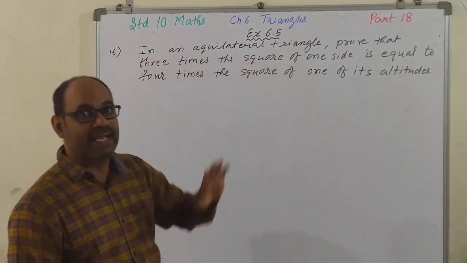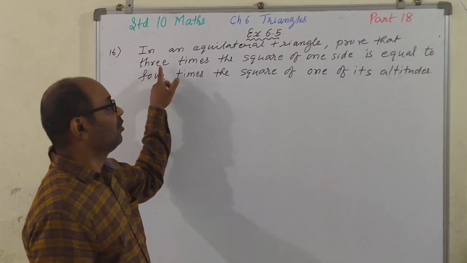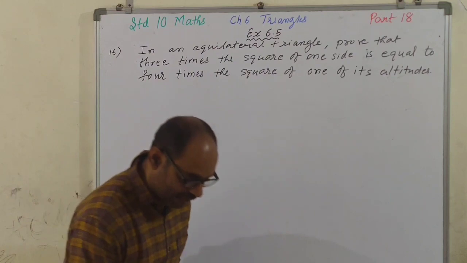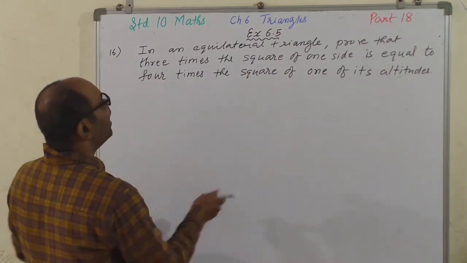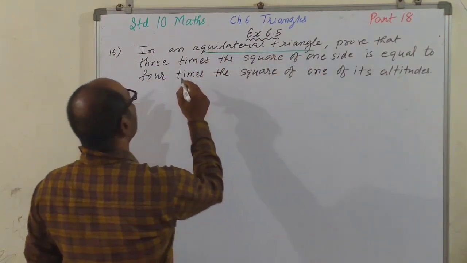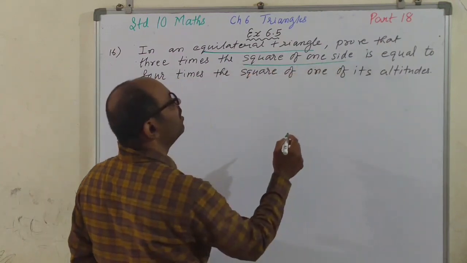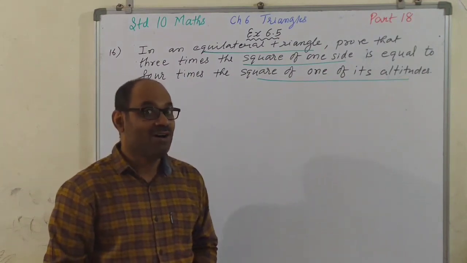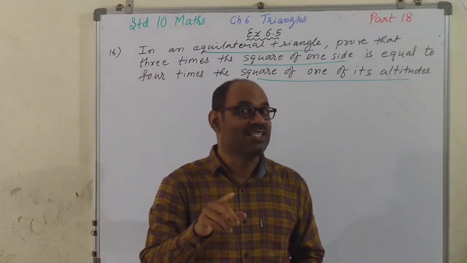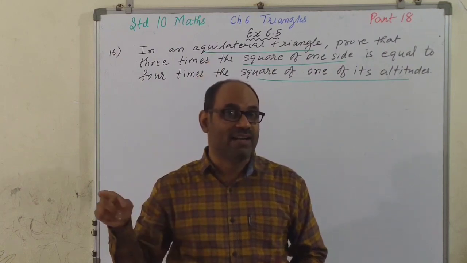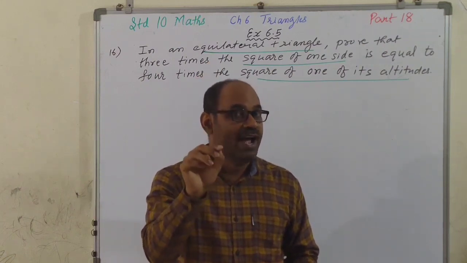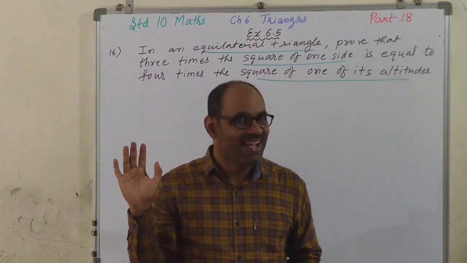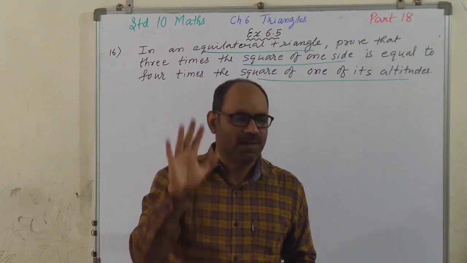In an equilateral triangle, prove that 3 times the square of one side is equal to 4 times the square of one of its altitudes. It is an equilateral triangle. Square of one side and square of one altitude. We saw just now in the sixth one: if the side of an equilateral triangle measures 2a, then the altitude measures root 3 a. Correct? Okay.